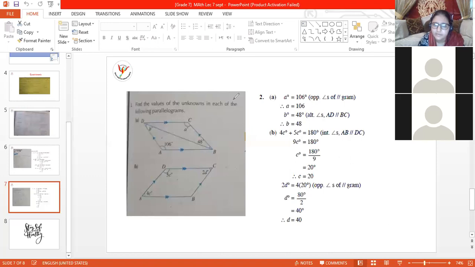Anyone who has a question related to exercise 11B, question 1 and 2, please raise your hands. No questions? Okay. So do practice question number 1 and 2, and do memorize the properties of the quadrilateral, so that it will be easy for you to solve the questions of the exercise.